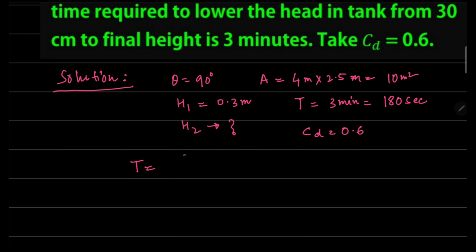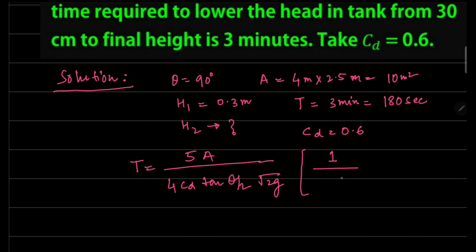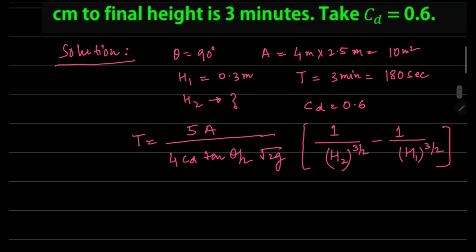That equation, that is T is equal to 5 multiplied by A divided by 4 CD tan theta by 2 multiplied by under root 2g, and in brackets 1 divided by h2, that is unknown to us. So h2 raised to the power 3 by 2 minus 1 divided by h1 raised to the power 3 by 2. Now you have to remember this thing, that h1 is already given to us, only this h2 we need to figure out. However, the time is also given to us.